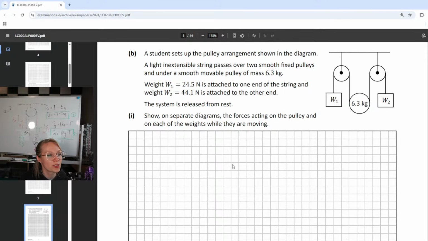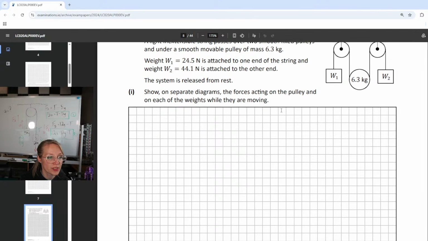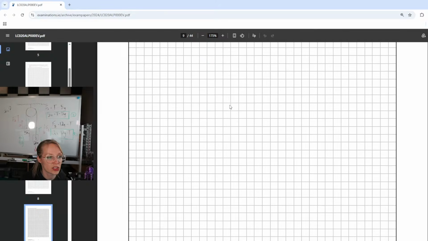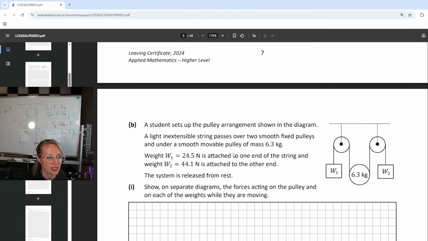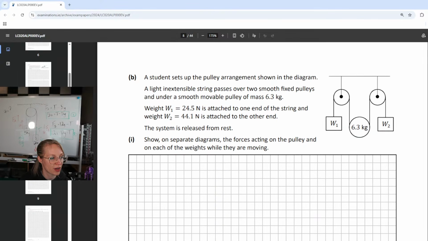A light inextendable string passes over two smooth fixed pulleys and underneath a movable mass of 6.3 kilograms. The weight of the first mass is 24.5 newtons, is attached to one end, and the other one is 44.1. The system is released from rest. Show in separate diagrams the forces acting on the pulley. Calculate the tension in the string. And that's it. So really our goal is calculate the tension in the string. What is the tension in the string with the information that they've provided in this exam question? That is the goal of the problem today. Or one of the problems today.